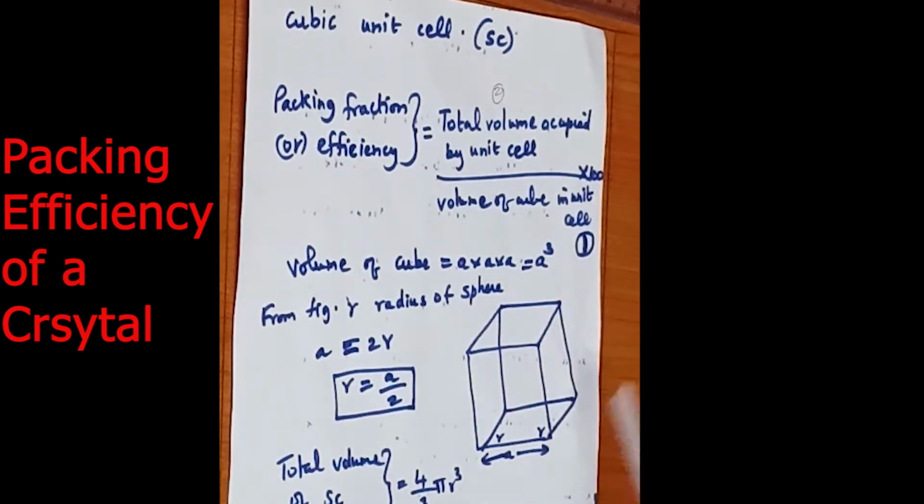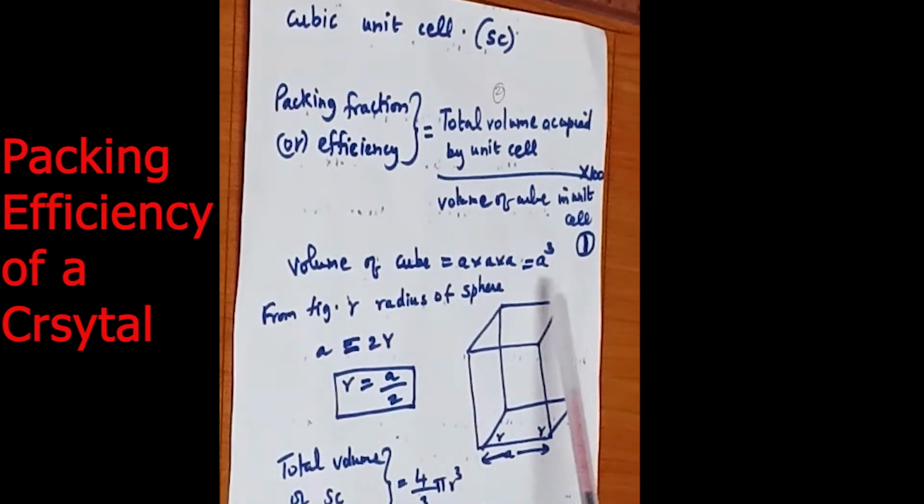So it has three sides. A represents the side. So in the cube the volume is found to be a cube. So the volume of the cube is always a cube. From the figure we can find out that in a simple cube, r is the radius of the sphere. So we know that a equal to 2r. So the length of one particular side of the cube is equal to 2r. So r represents the radius of the sphere.